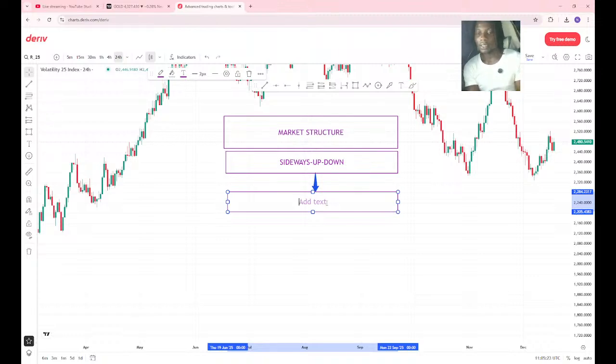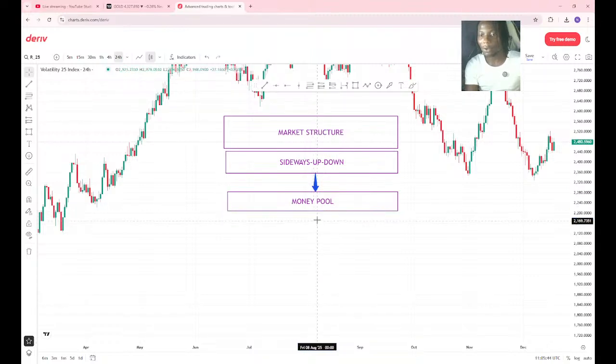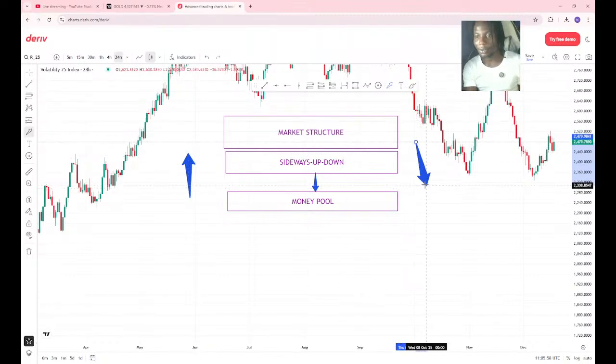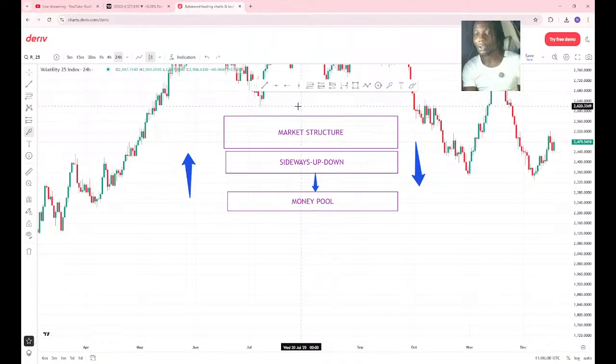Then your next point is what you call the point of interest, or let's call that the money pool. This money pool is the next point you'll be looking at to see whether price is going in either direction, up, down, or sideways.